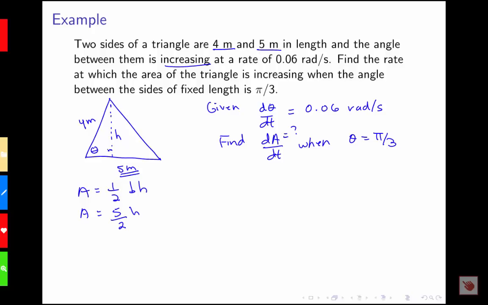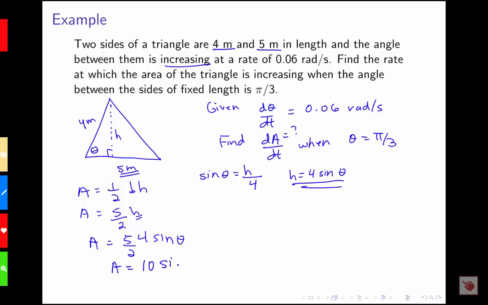So if we look at this triangle here, we can think about what kind of trig function we could use to relate the 4 that we know and h. If we look at sine of theta, for example, we see that sine of theta is equal to opposite over hypotenuse. So we have that h is equal to 4 sine theta. So now we can use this for our h and write down an equation that relates A and theta. So we have A is equal to 5/2 times 4 sine theta, or A is equal to 10 sine theta.